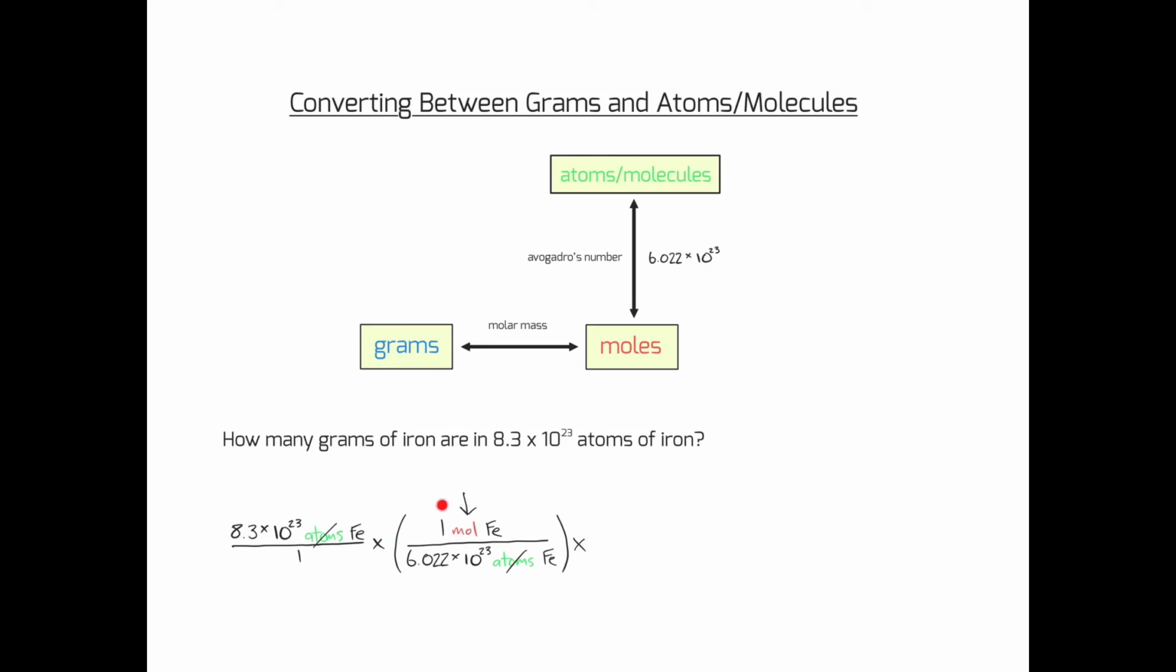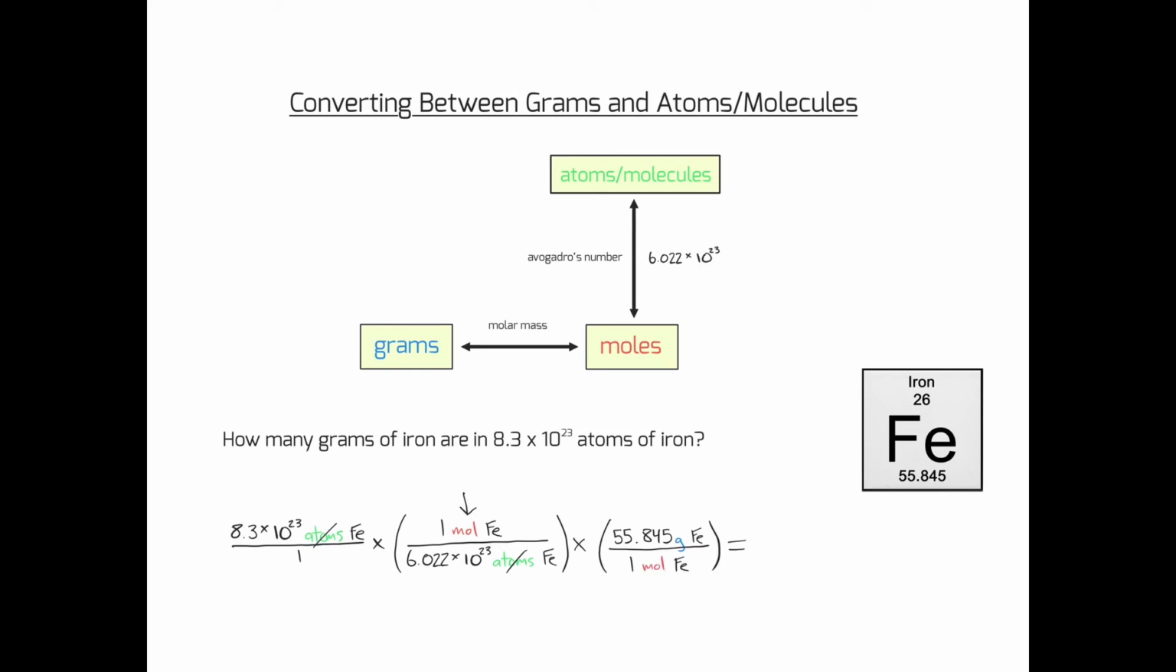So at this point, we're right here. So we still have one more step because we need to go from moles to grams, which means we need the molar mass. So we look at our periodic table, and we see that the molar mass of iron is 55.845 grams per mole. So we set up our conversion factor so we have moles on bottom so they can cancel with our moles on top. So moles cancel with moles, and now we're left with grams of iron.